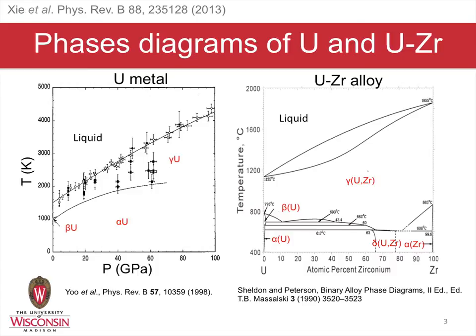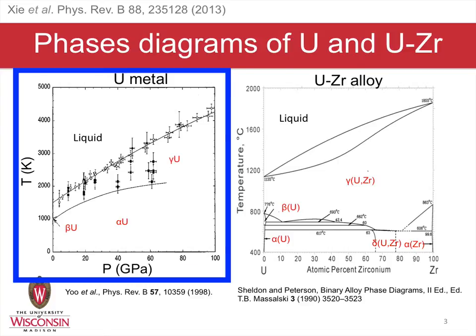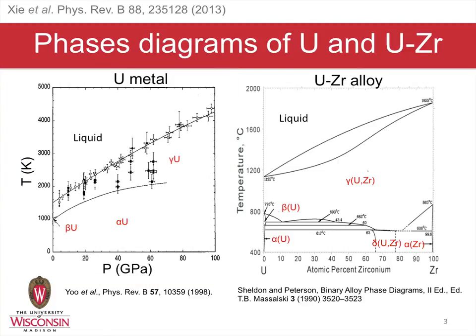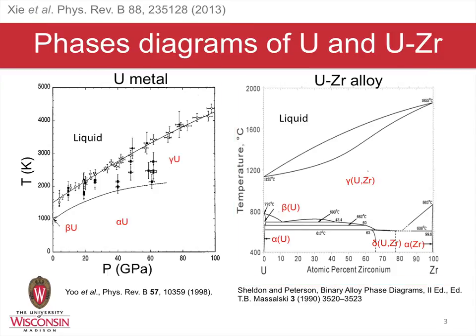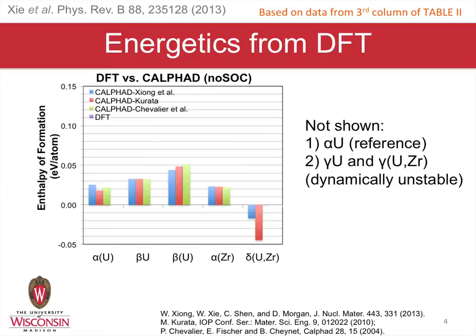We modeled all the currently known stable solid phases of the uranium metal and the uranium zirconium, as can be seen from the temperature-pressure phase diagram of uranium metal on the left, and the temperature-composition phase diagram of uranium zirconium alloy at ambient pressure. There are 3 solid phases of uranium metal: alpha uranium, beta uranium, and gamma uranium, and 5 solid phases of uranium zirconium alloy: alpha uranium alloy, beta uranium alloy, gamma uranium zirconium alloy, alpha zirconium alloy, and delta uranium zirconium alloy. Let us first look at the energetics from DFT GGA.